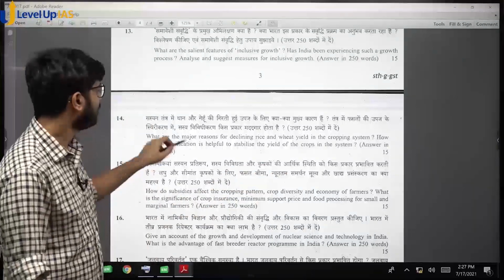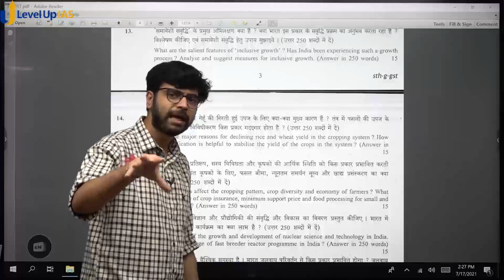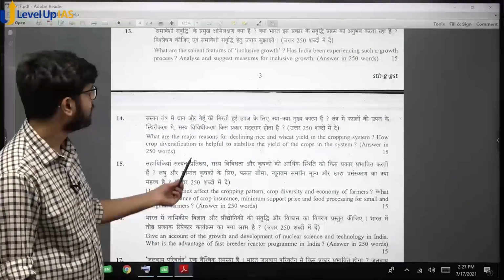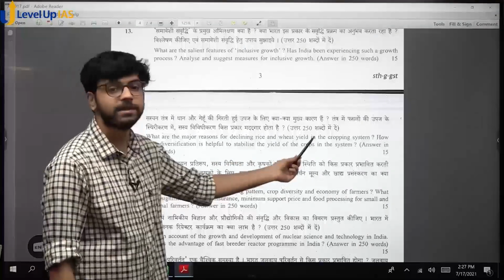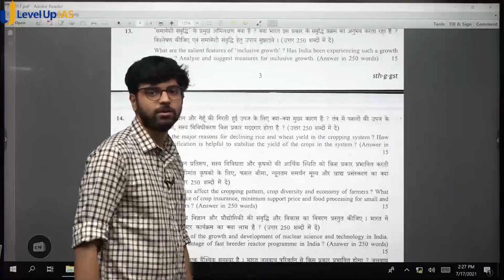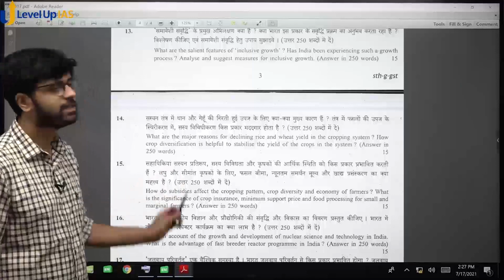Okay. So, what are the major reasons for declining rice and wheat yield? Rice and wheat are a little bit less important compared to the concept of yield. And how crop diversification is helpful to stabilize the yield of the crops in the system. Not rice and wheat, only crops. Overall, this question is on crop diversification.